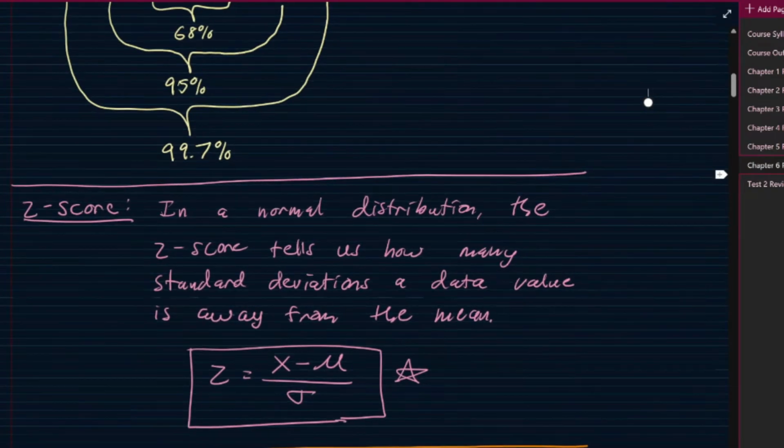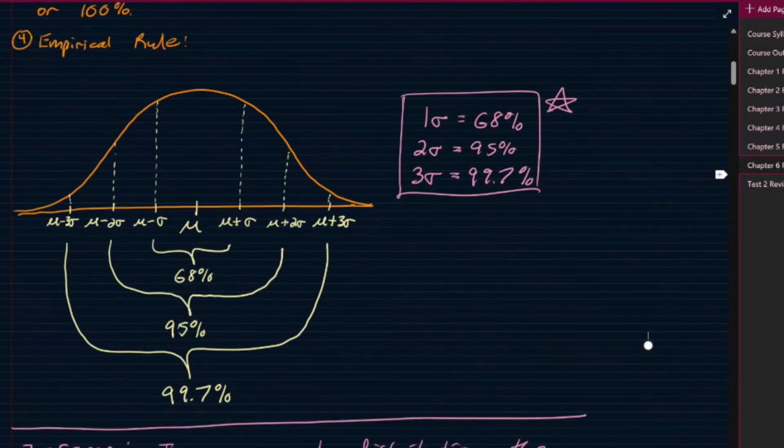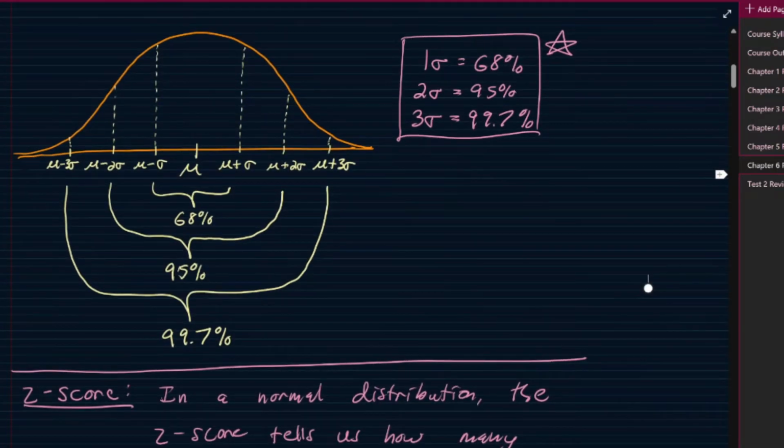Also, the z-score of a data value relates how many standard deviations that data value is away from the mean. So a positive z-score means you're to the right of the mean. A negative z-score means you're to the left of the mean. And if you've got a z-score of 1, that means you're exactly 1 standard deviation to the right of the mean, etc., etc. So the z-score tells us on the normal distribution how many standard deviations we are away from the mean.